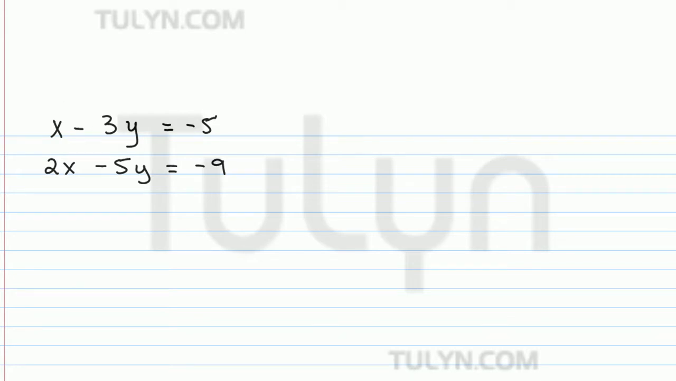So if we add 3y to each side in the first equation, what we end up getting is that x is equal to 3y minus 5. So now that we've managed to write x completely in terms of y, we can use the substitution method, which basically means plugging in this value, 3y minus 5, into the x for the second equation.